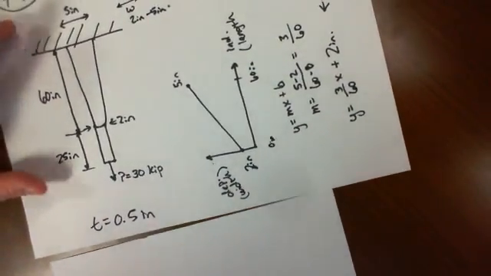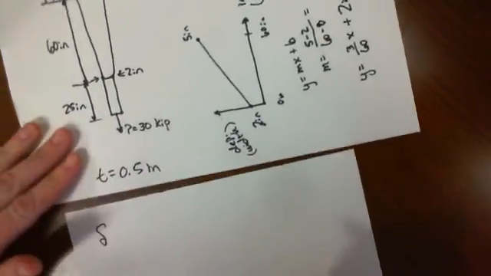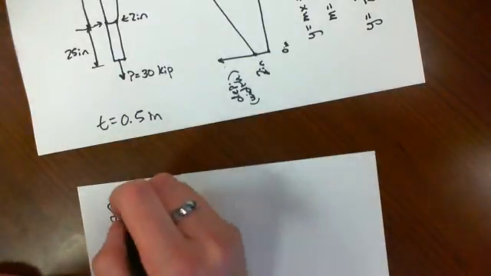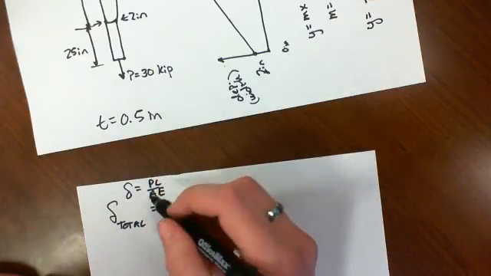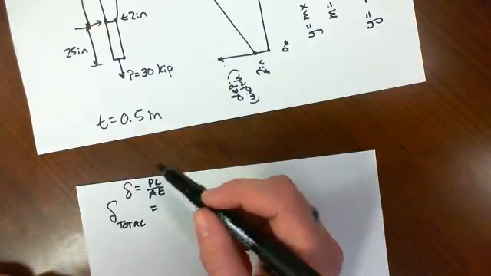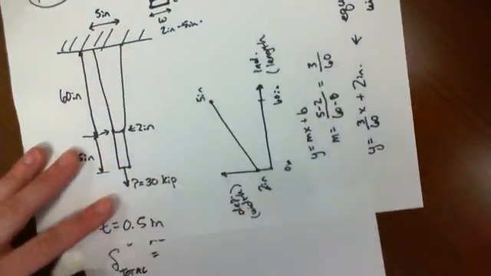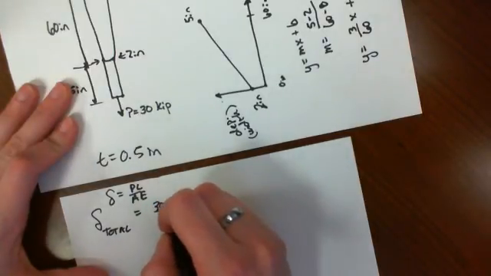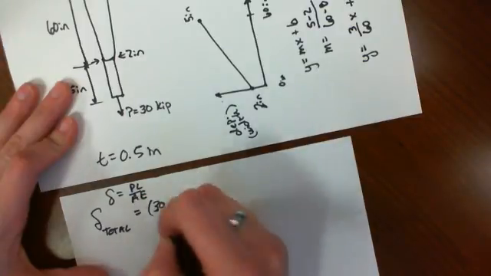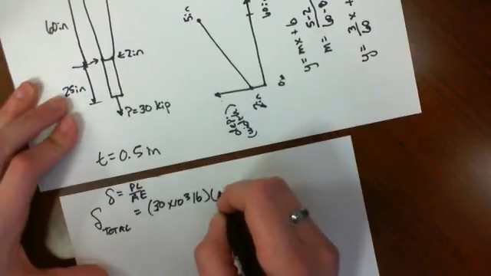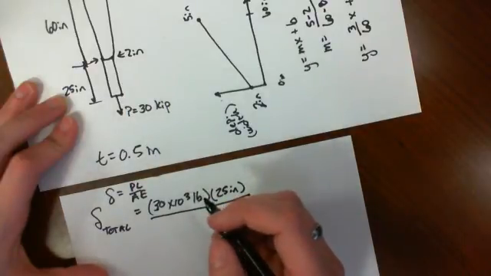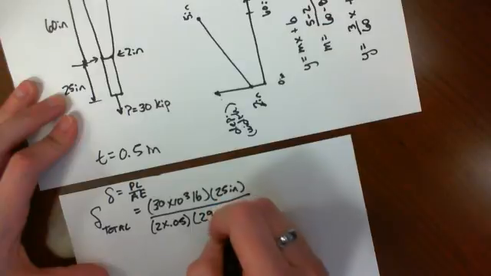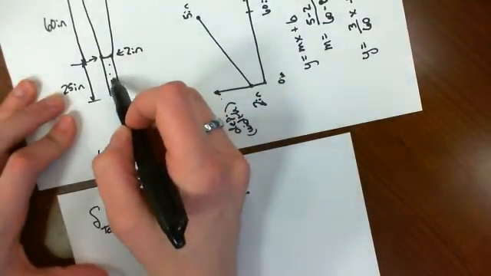So our total deformation is equal to, reminder, PL over AE. But if any of these are changing over the cross section, we have to integrate. But we can talk about this bottom section first. This section has no changes. So let's just put that one in there. We have our force of 30,000 pounds times the length of that section, which is 25 inches, over the area of that cross section, which would be 2 times 0.5 inches, times the E that we found, 29 times 10 to the 6th. So that's for just this part of the member.